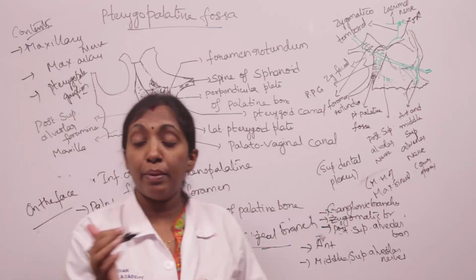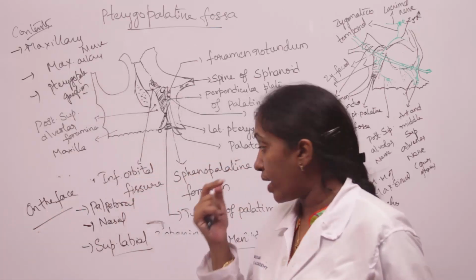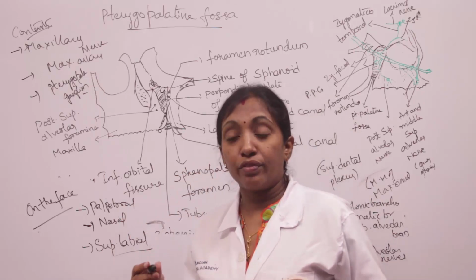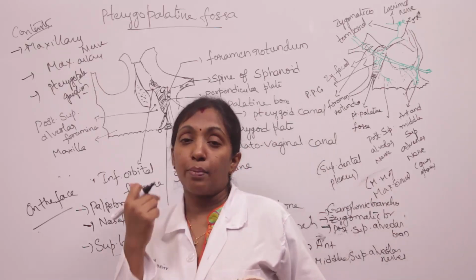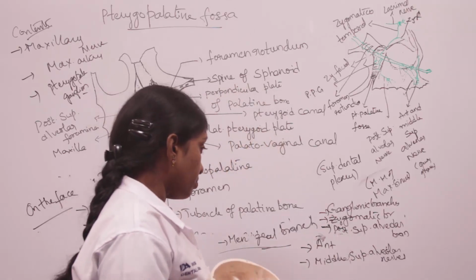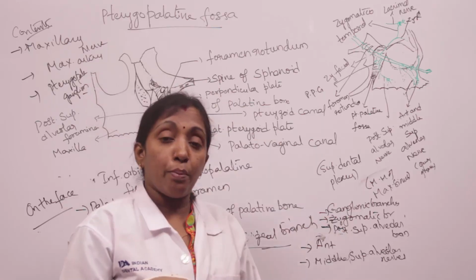The palpebral branch supplies the skin of the lower eyelid, and the nasal branch supplies the lateral part of the nose and the mobile part of the nasal septum, and the superior labial branch supplies the skin and mucous membrane of the upper lip. Okay, so that's about the maxillary nerve.